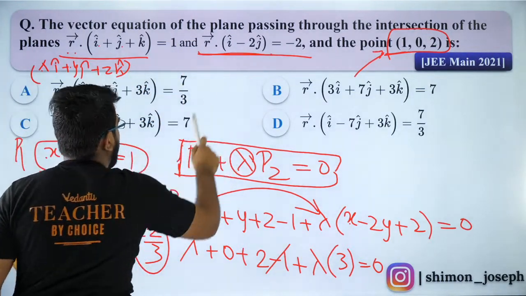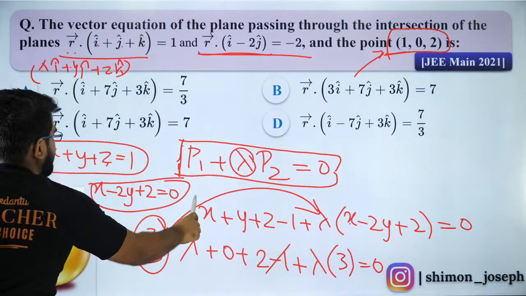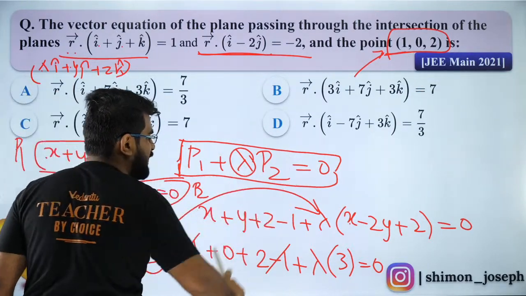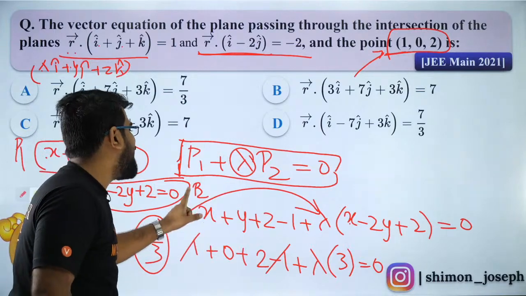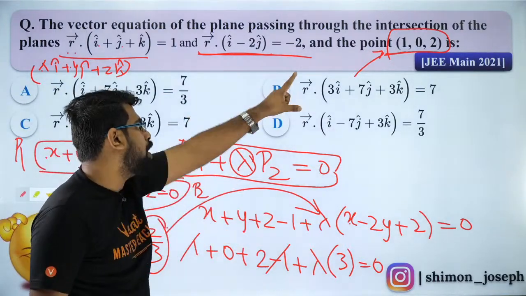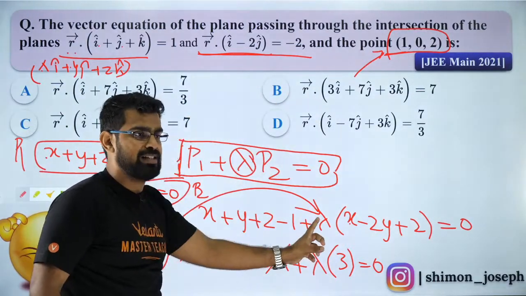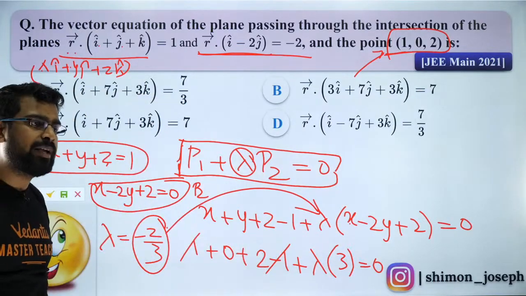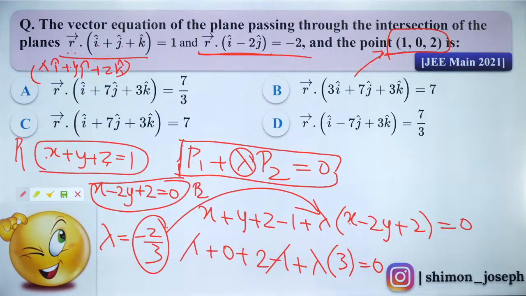Similarly, plane P2 I can find. So this is my plane P2. So P1 plus lambda P2 is equal to 0. Now in that, put x as 1, y as 0, z as 2, you will get your answer. Done. Okay? Fantastic, guys. That is the way you do it.